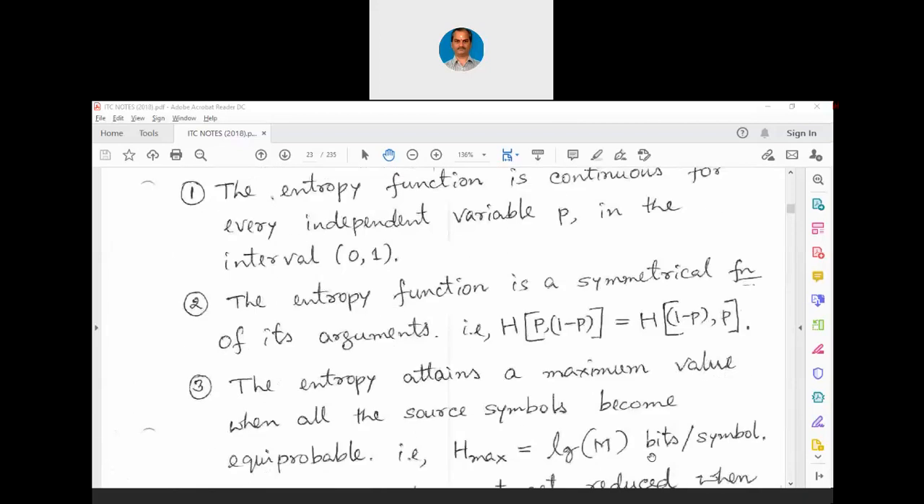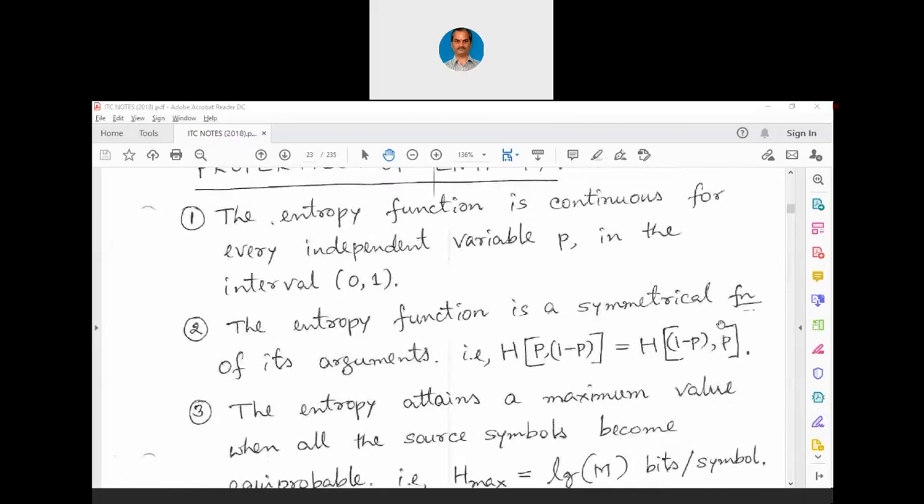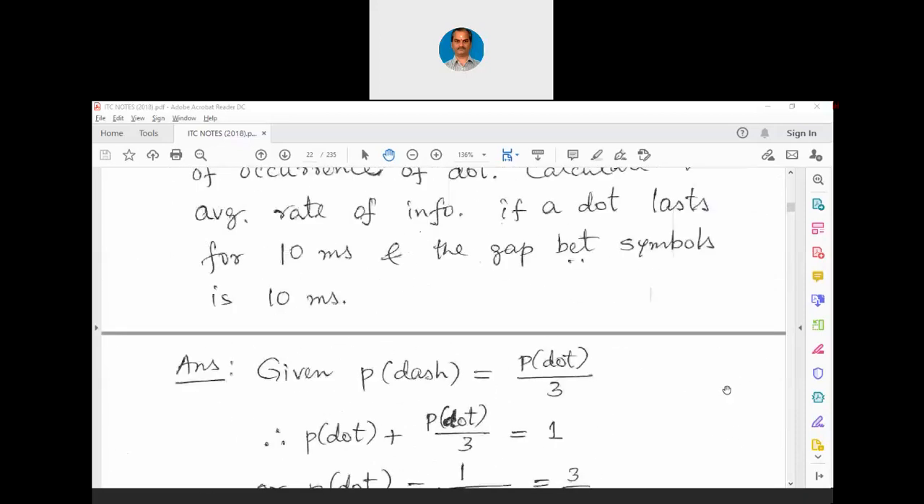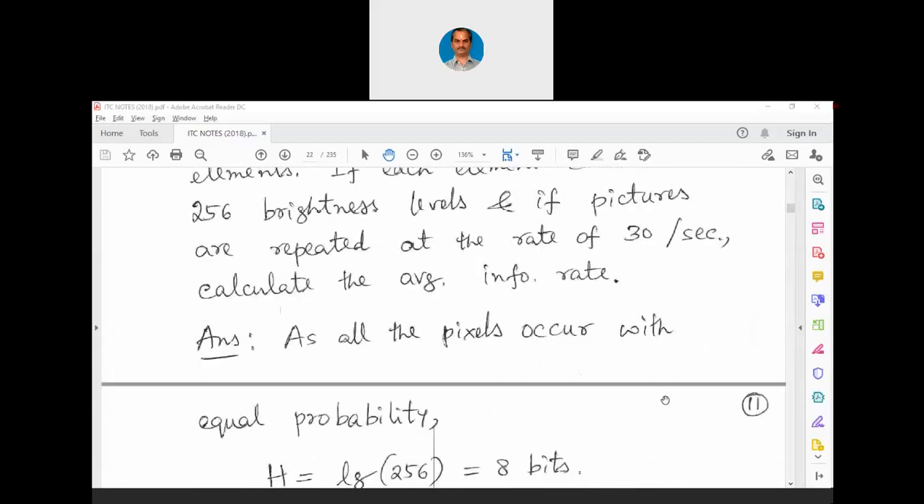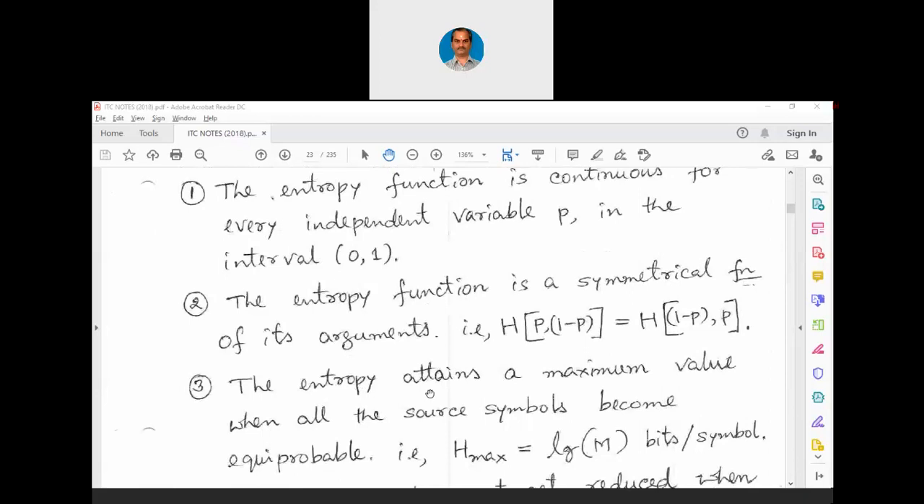Now the second property: the entropy function is a symmetrical function of its arguments. H of p comma 1 minus p is the same as H of 1 minus p comma p. Again I will show the graph which we had plotted. You can see from the maximum entropy to the left side and to the right side, the entropy function is symmetrical. p and 1 minus p actually have a symmetrical entropy. That is the second property. Now let me come to the third property: the entropy attains a maximum value when all the source symbols become equiprobable, that is H max equals log m bits per symbol. This is already known to us.